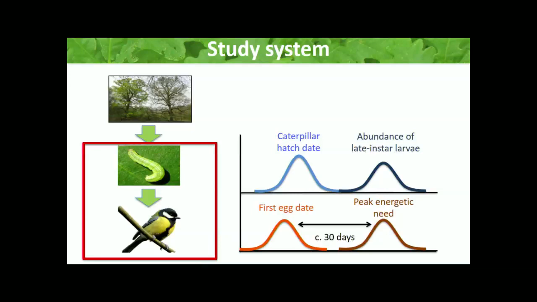They need to use environmental proxies in order to predict in any given year when the peak abundance of caterpillars is going to occur. Because this is so environmentally dependent, we usually assume that the cue is spring temperature, and this helps with the interannual variations, but it can also be disrupted by directional climate change, which we've now got occurring.